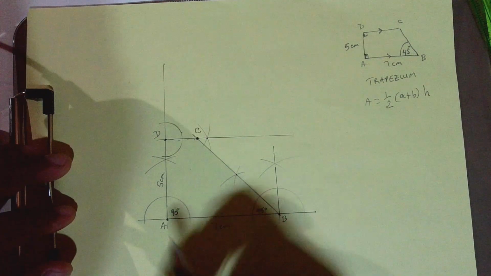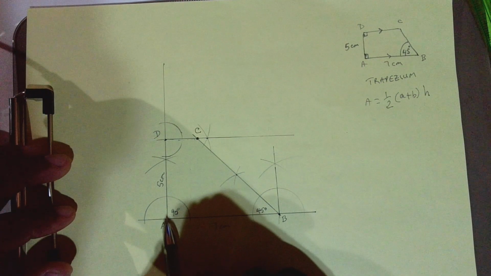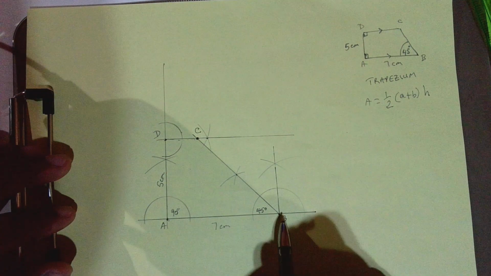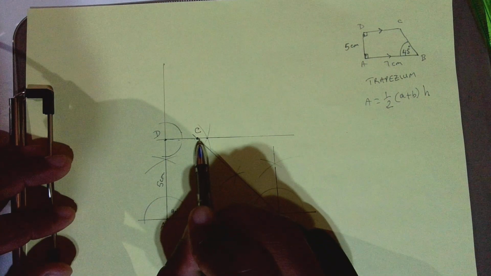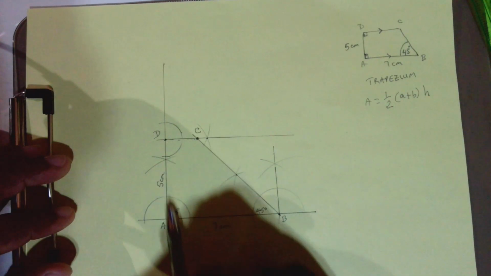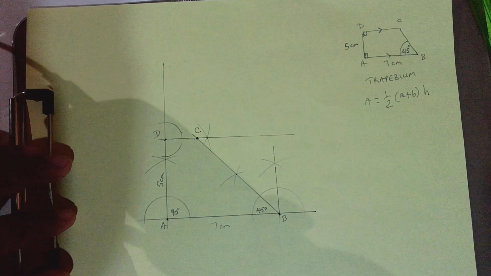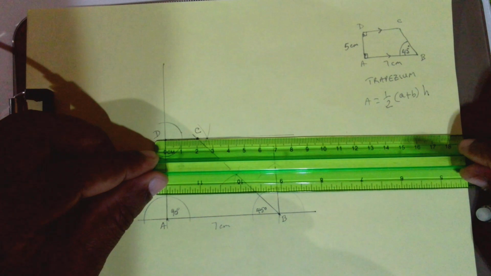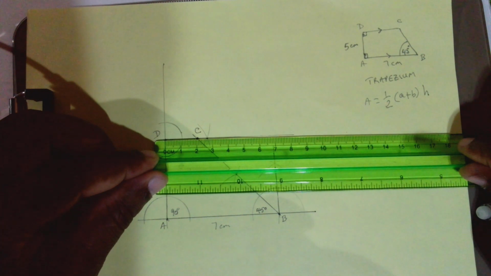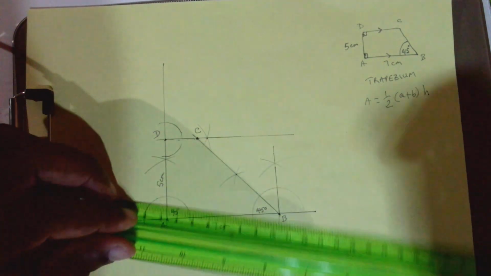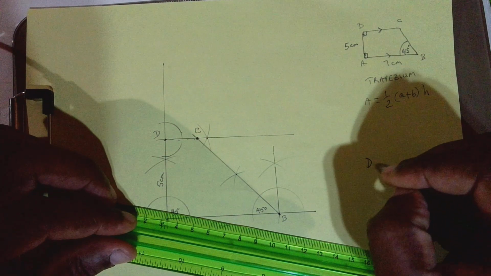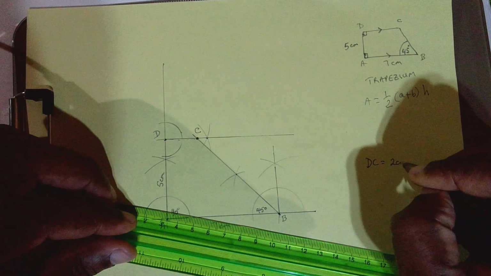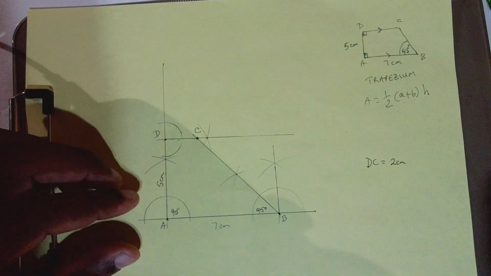Okay, so if we look at it, this is a trapezium. We have A, B, C, D. So we can now measure our DC, see how long that is, and I get 2 centimeters. So DC is 2 centimeters. Now of course we can find the area easily, right?